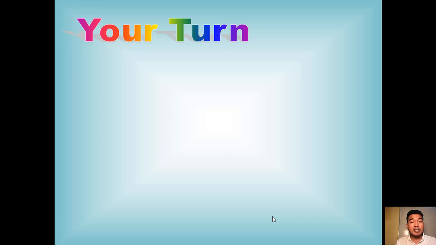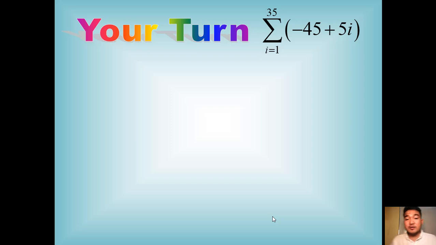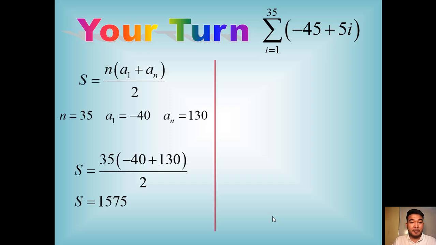Now your turn. You can pause this video if you want to solve the following. If not, if you want to know the answer already, just go on. The summation of the quantity negative 45 plus 5i as i goes from 1 to 35. So using the traditional or the first formula in solving for S, which is equal to n times the quantity of a sub 1 plus a sub n all over 2, since we already know that n is 35 because we start with 1 here and end at 35.